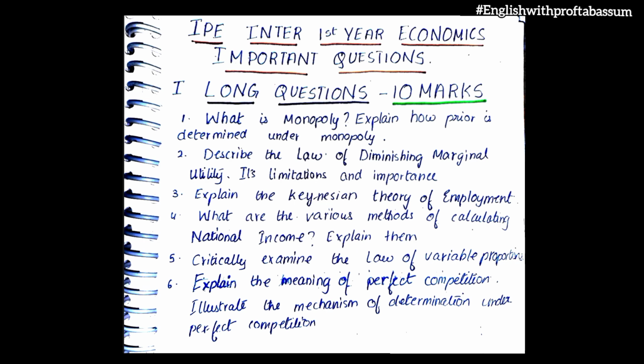marks. What is monopoly? Explain how price is determined under monopoly. Describe the law of diminishing marginal utility, its limitations and importance. Explain the Keynesian theory of employment. What are the various methods of calculating national income? Explain them. Critically examine the law of variable proportions.